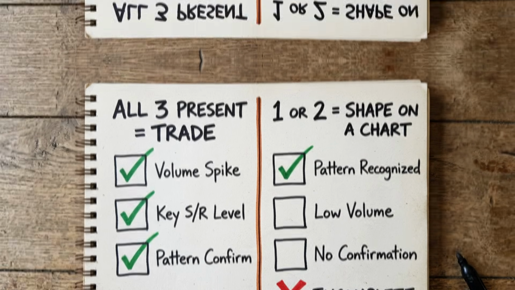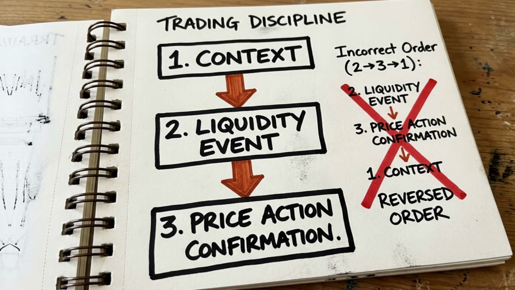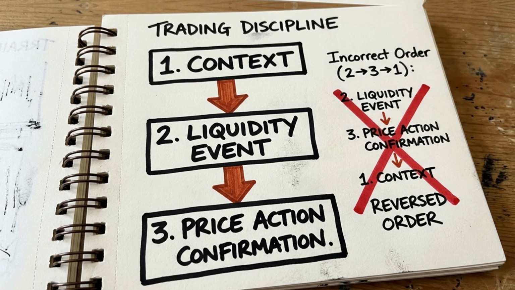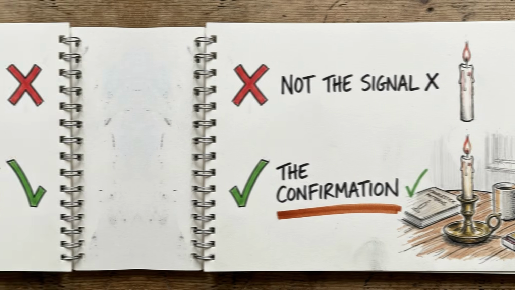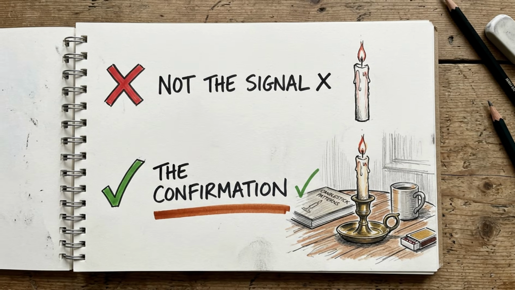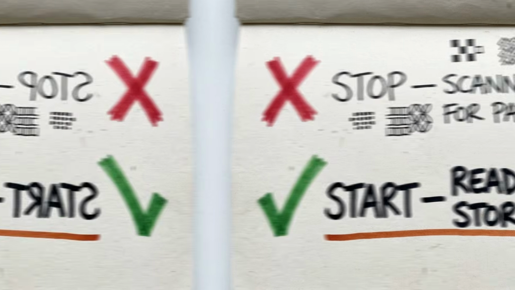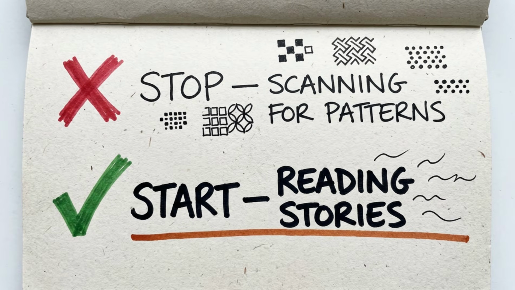This is the framework. Context first, liquidity event second, price action confirmation third, in that order, always in that order. The candle pattern is always last. It is the confirmation, not the signal. Here is the mindset shift. Stop scanning for patterns. Start reading stories.